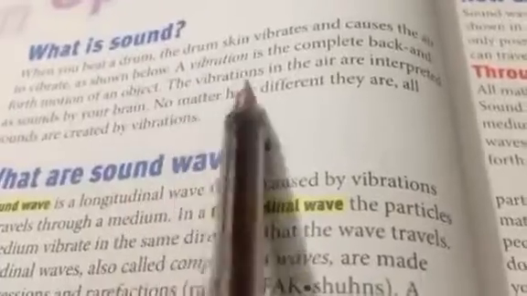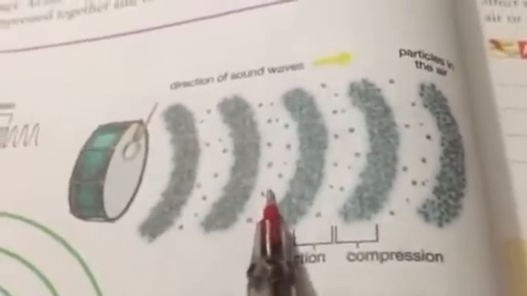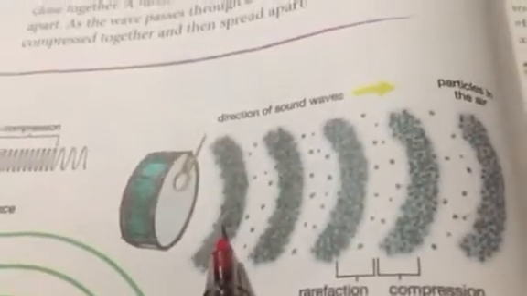So what is the sound? It's a kind of vibration. What about the vibration? It's a back and forth motion. So what are sound waves? It's a kind of longitudinal wave, when the particles are spread apart in the rarefaction and compressed in the compression.